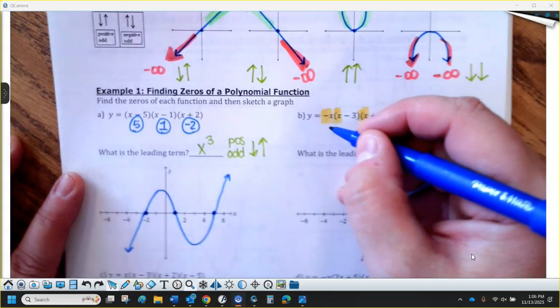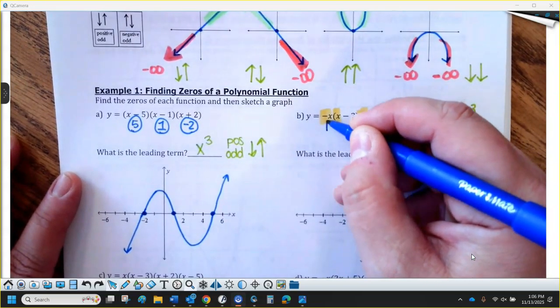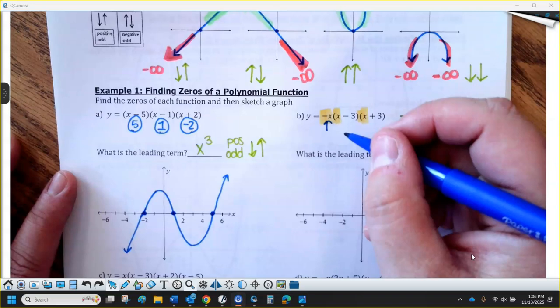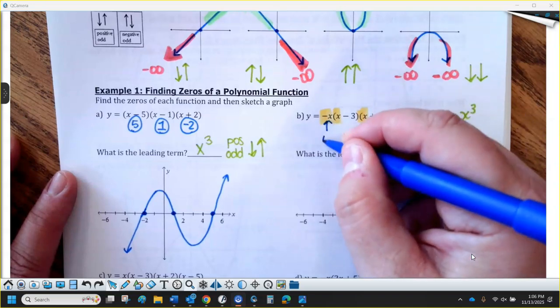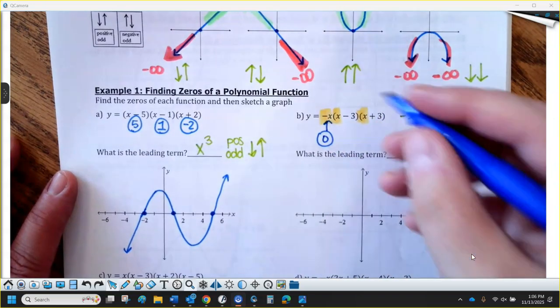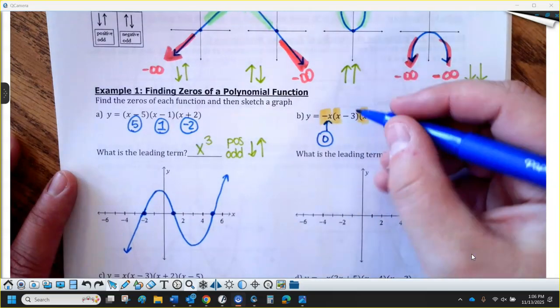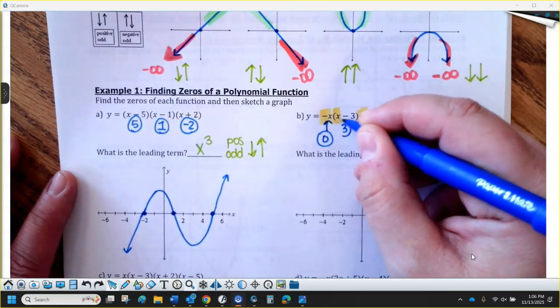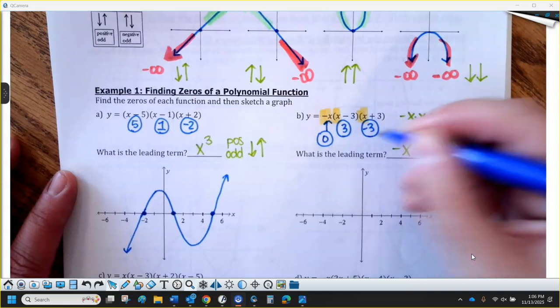Okay, now I'm going to go back and identify my zeros. So I have -x out in front. What would you plug in for that to make that 0? Just 0. The negative doesn't do anything. Okay, it's just 0. If you have an x out in front, you're going to have 0 as one of your answers. All right, this one would be +3. This one would be -3.